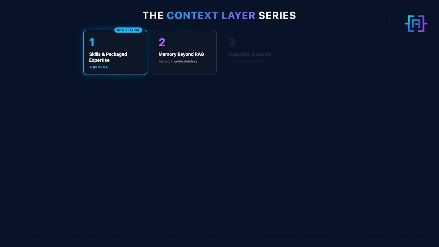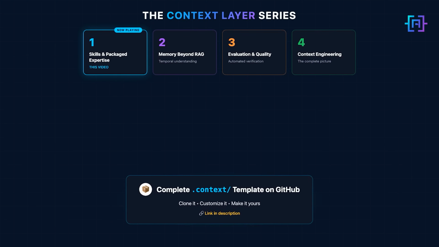This is part 1 of the context layer series. Part 2 is about memory, giving your agents temporal understanding so they know what was true last week versus what's true today. Part 3 is evaluation, solving that verification gap I mentioned.